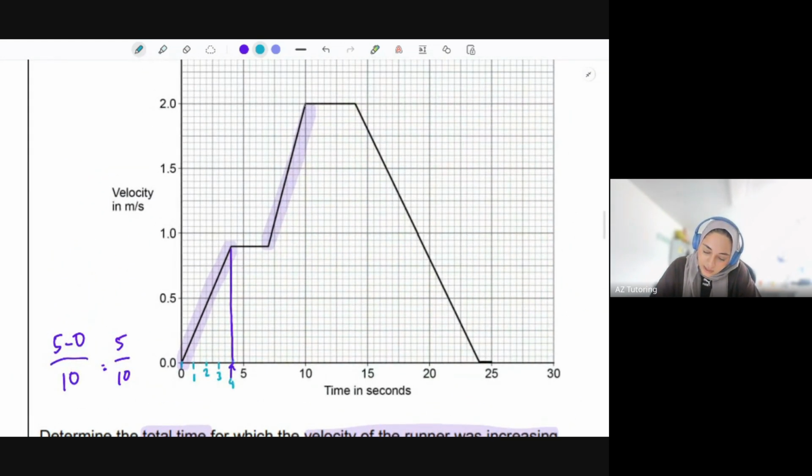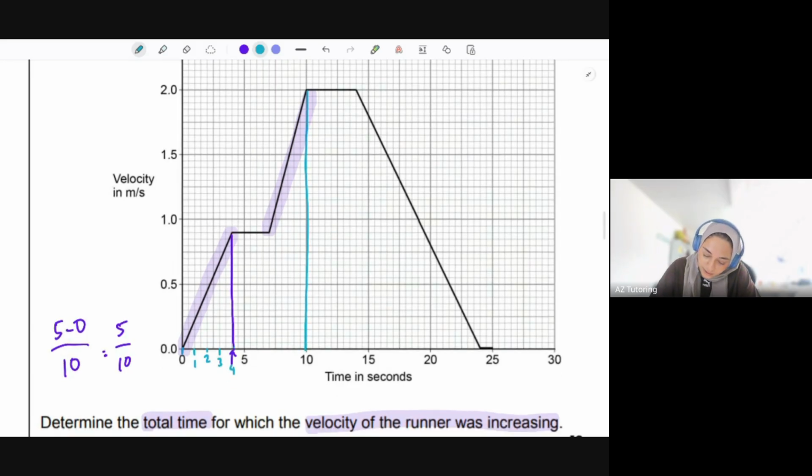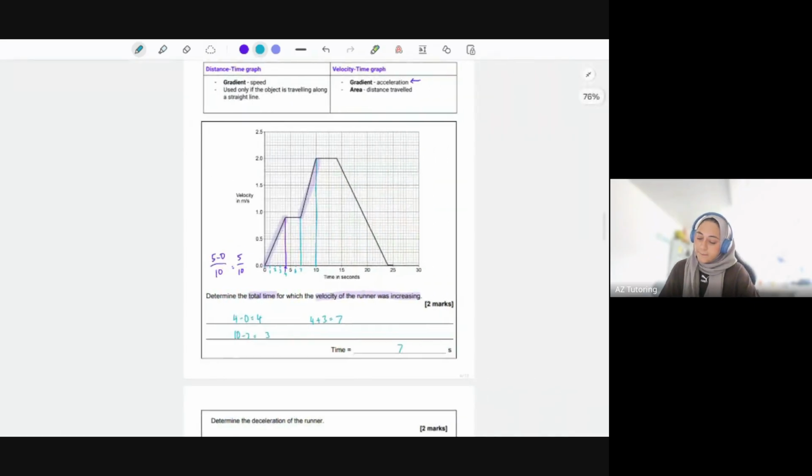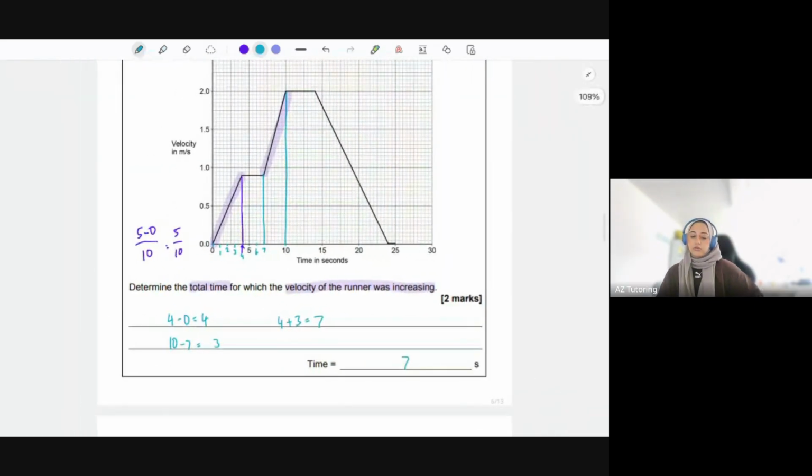Now we need to figure out the starting and ending of this one here. If I look downwards, that's 10. And this one here, well, it's 5, 6, 7. So we're doing 10 minus 7, which is 3. And then we're just doing 4 seconds add 3 seconds, which is 7 seconds. So you don't want to be losing basic marks on these kind of questions.